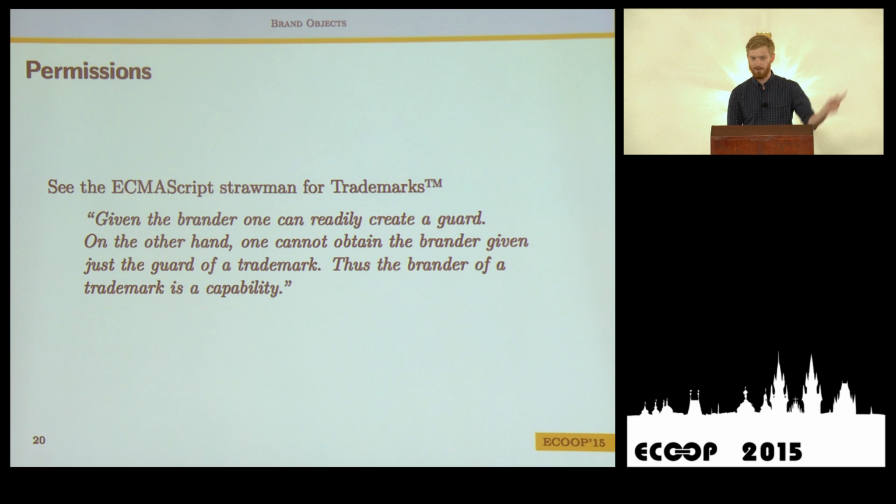So this was something I found after, which probably should have found before I started writing the paper, where someone had already proposed a similar mechanism for some very distant future ECMAScript standard, and they had come to the same conclusion, that the thing that did the branding and the thing that did the matching, what they called branders and guards, had to be distinct. And it was fine to get from the brander to the guard, but going back in the other direction was wrong, because it would break the capability model.